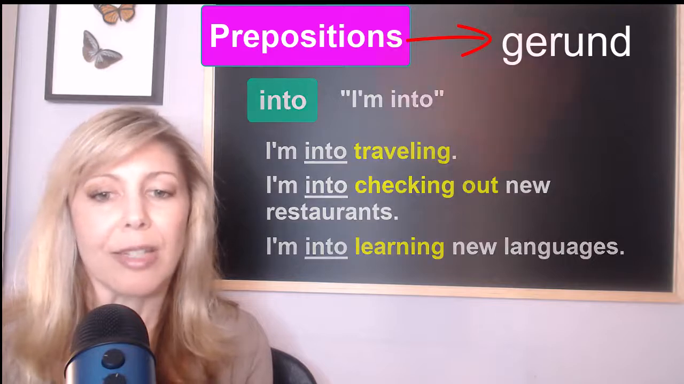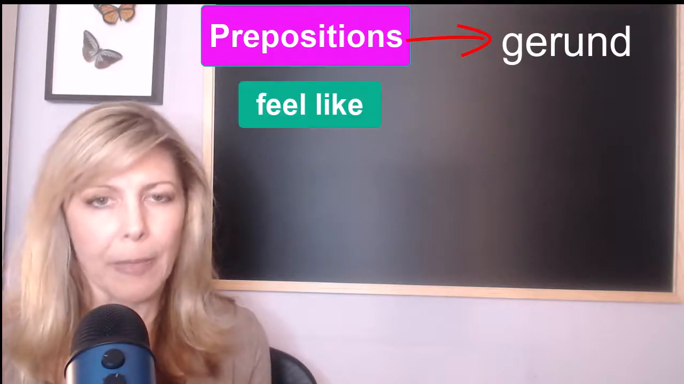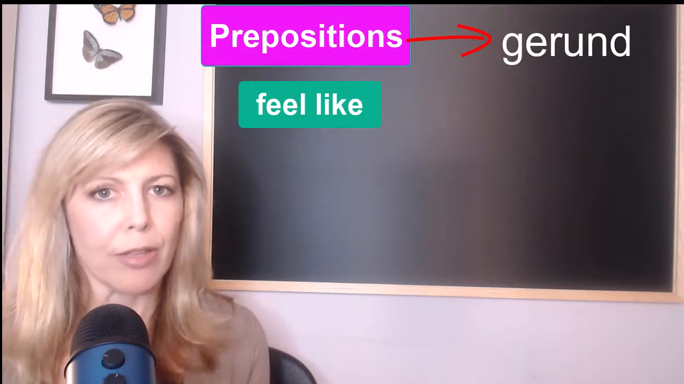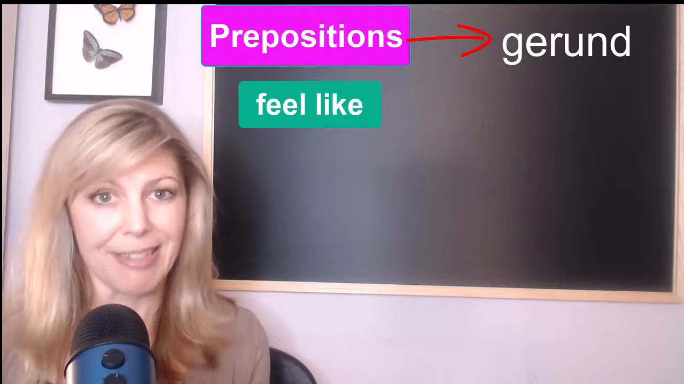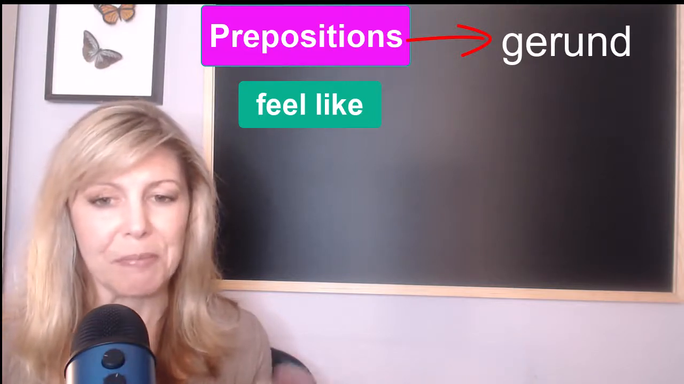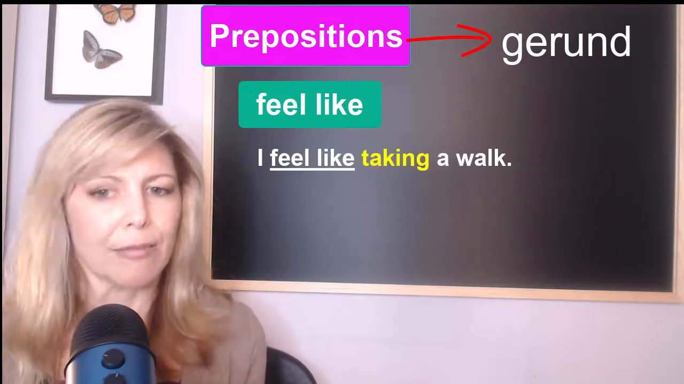All right, another example of prepositions. Feel like. Like is used as a preposition when it's used together with feel. Okay, so feel like together is used as a preposition. So you could say, I feel like taking a walk.